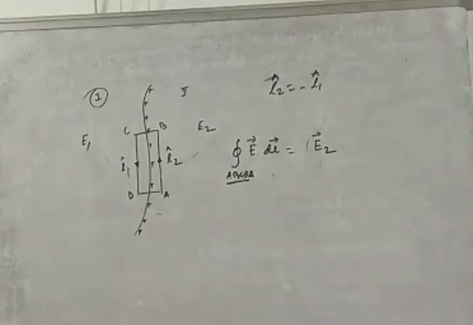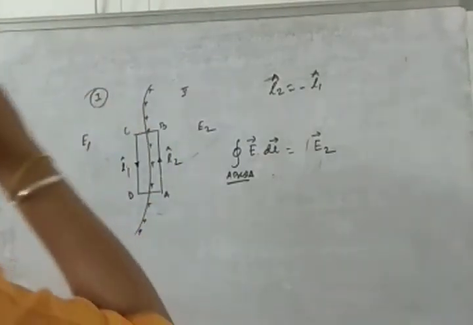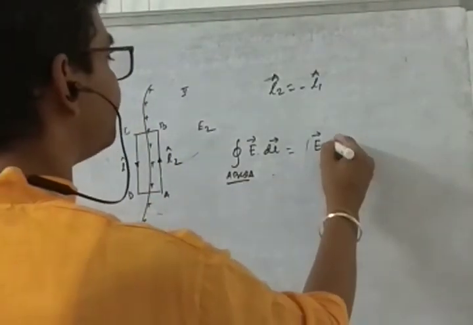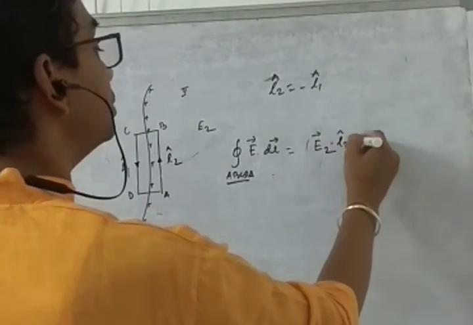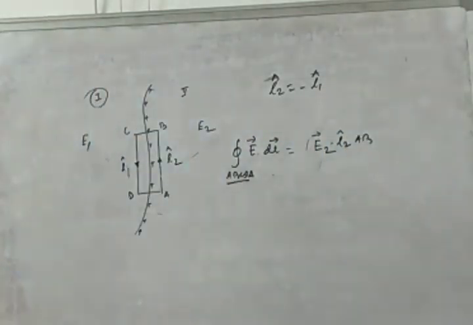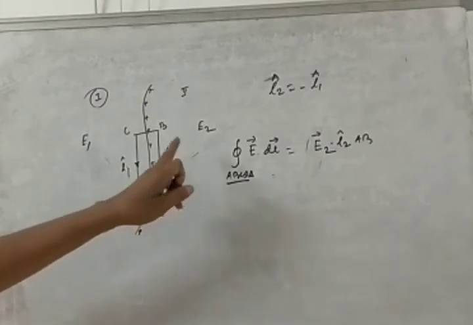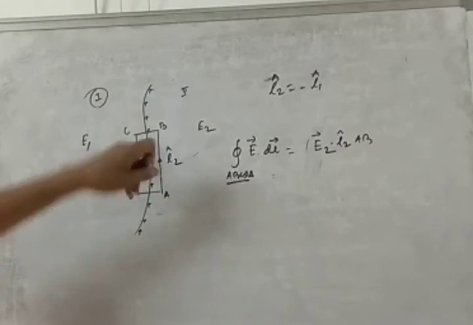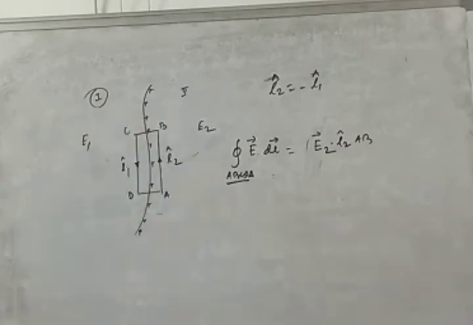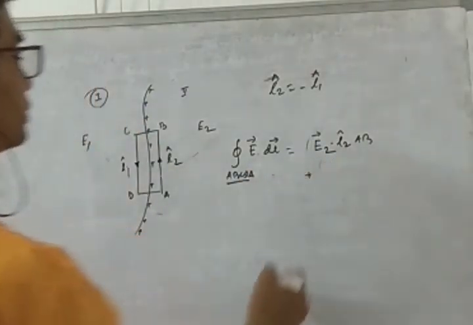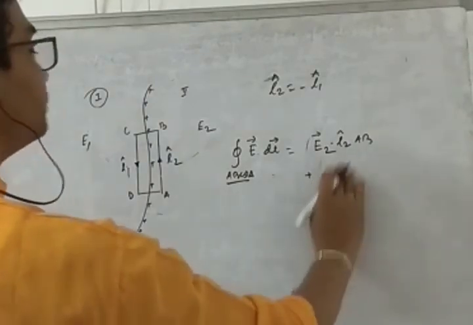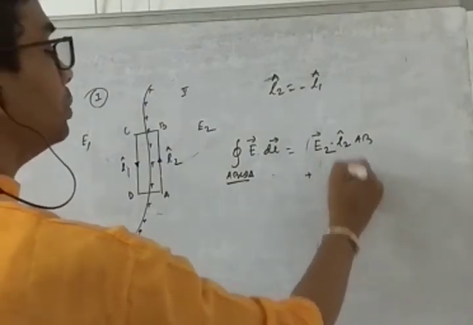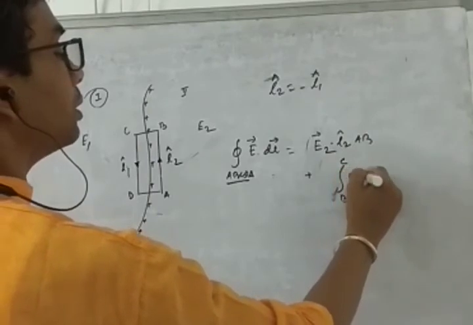Now we are going to calculate this closed line integration of the electric field in the loop A, B, C, D, A. This closed line integration has four parts. One is E2 dot L2 along A to B, since on this side the electric field is E2 and L2 is the unit vector for the path A to B, plus the second, from B to C, E dot dl.